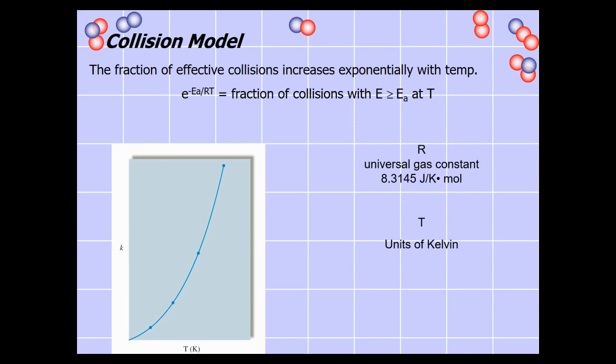We know R is the universal gas constant, but in this chapter, it's going to have different units and a different numerical value. So here it's 8.3145, and it's joules per Kelvin times mole. And since the temperature unit for the R constant is Kelvin, I want to remind you that your temperature units are also going to be in Kelvin.